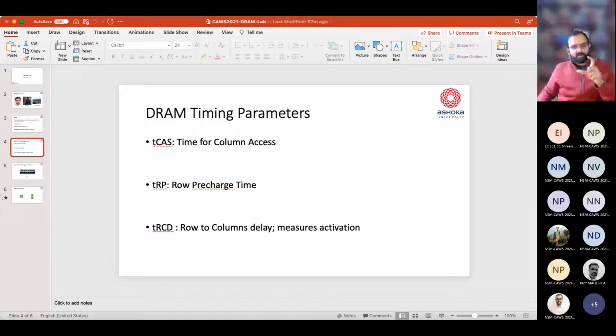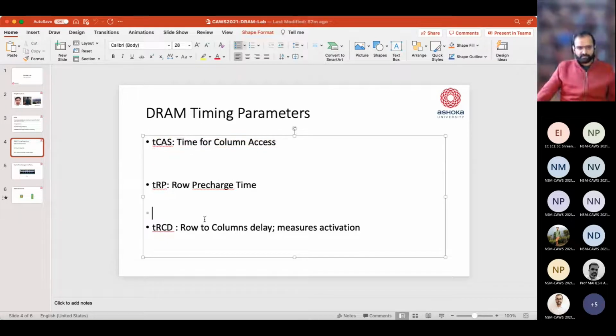So you have to wait that non-zero amount of time, plus some more, so that you can allow the signals to settle down and read the information off the sense amplifiers, right? So that is why there is a row to column delay. So we've covered this one, which is TCAS, and we have covered this one, TRCD.